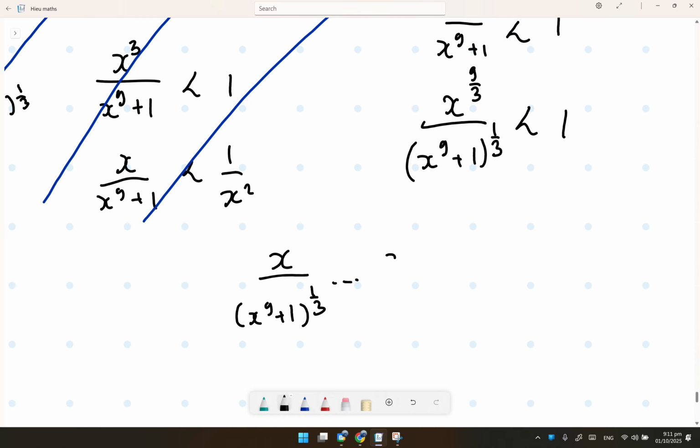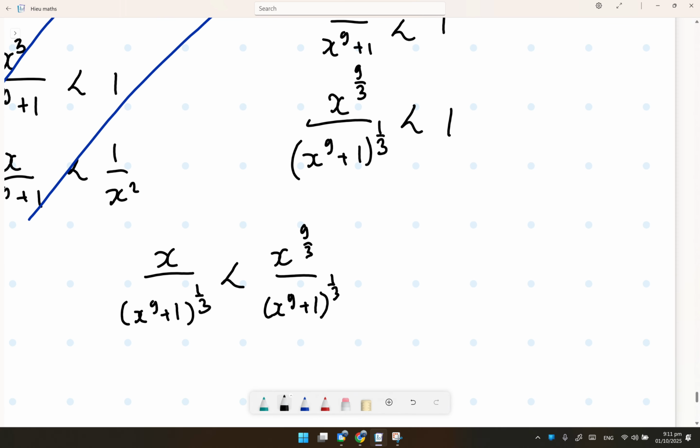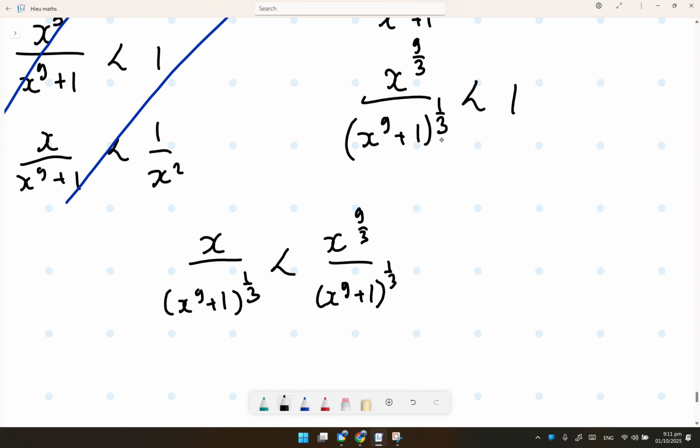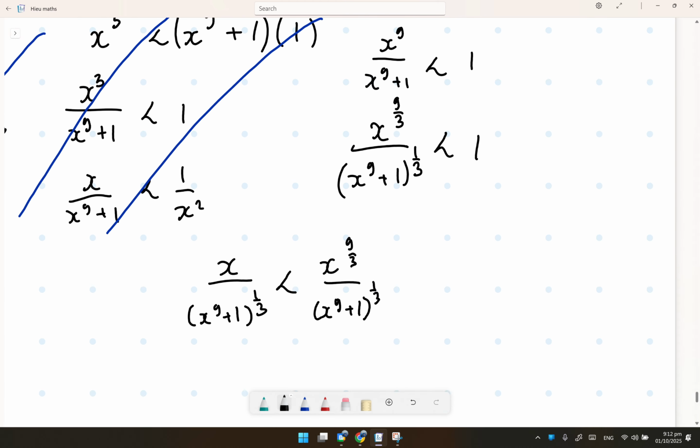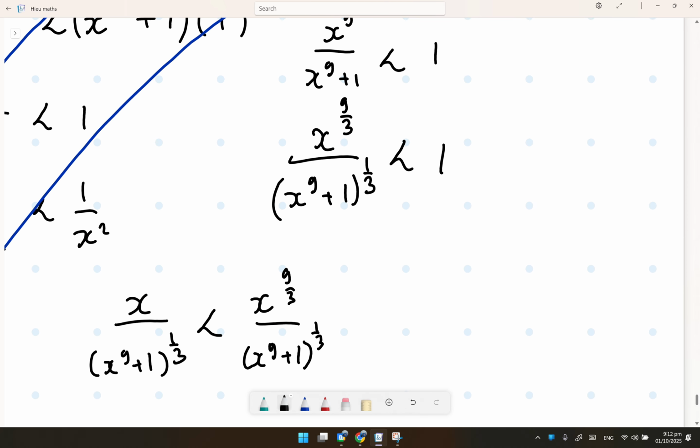Compare that to x to the 9 over 3 over x to the 9 plus 1 to the power of 1/3. So we can see that same denominator, but this one has a larger power, right? As long as this power isn't equal to 1, it's going to be bigger. So we can kind of maximize it in a way where we want this to be as small as possible so that we can give the most x to this one, where it can be as big as possible. So that the bigger it is, the more likely that it's going to be convergent, right? So let's see what we could do.